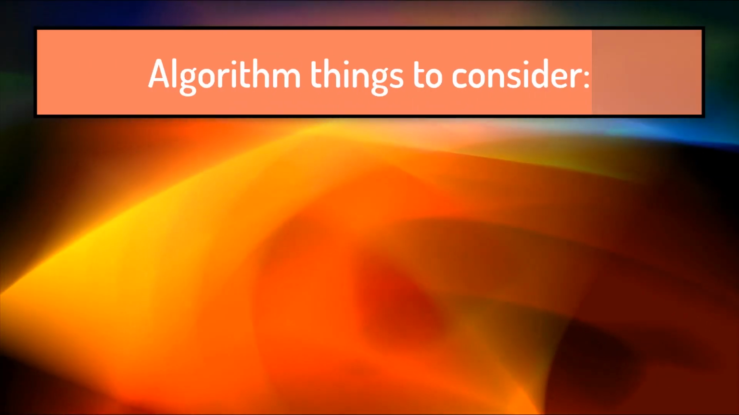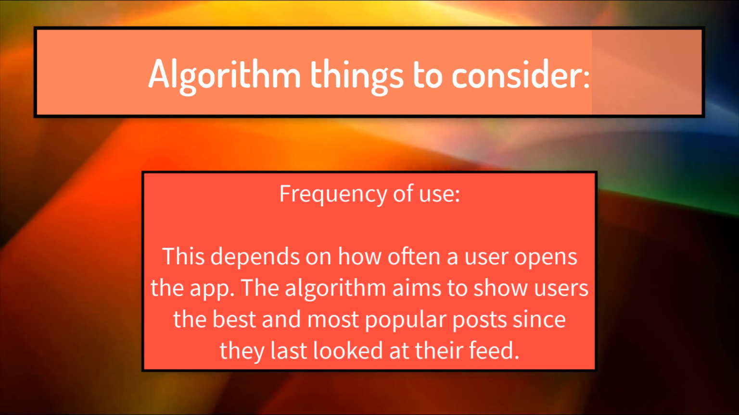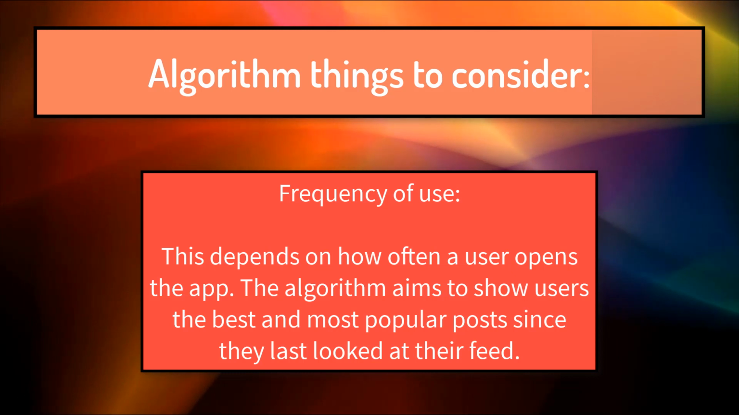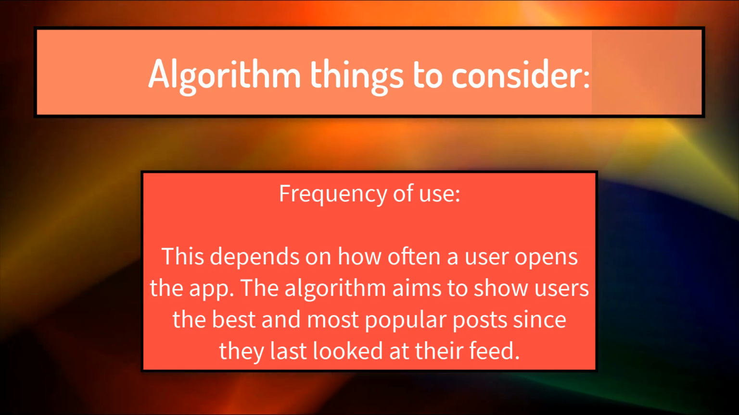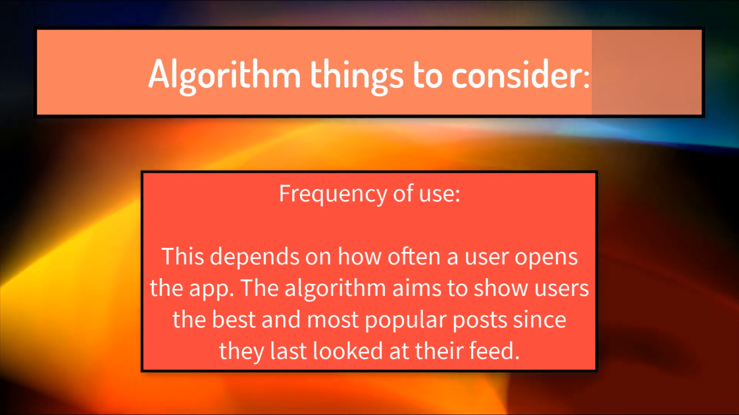Now here are some Instagram algorithm things to consider. 1. Frequency of use. This depends on how often a user opens the app. The algorithm aims to show users the best and most popular posts since they last looked at their feed.